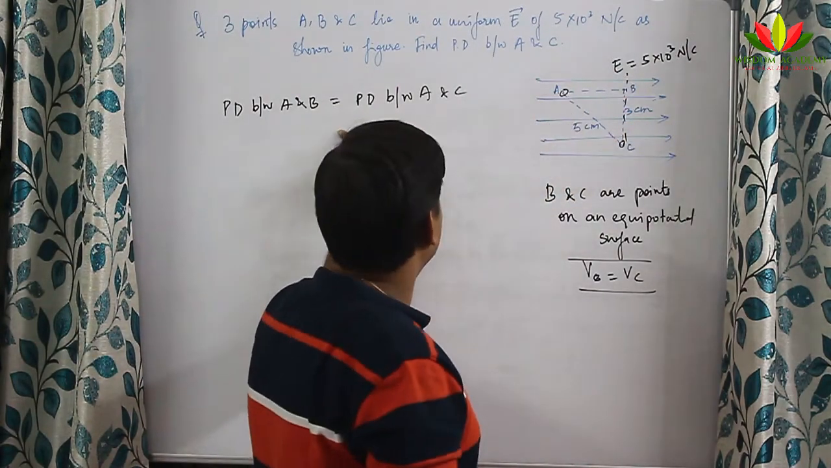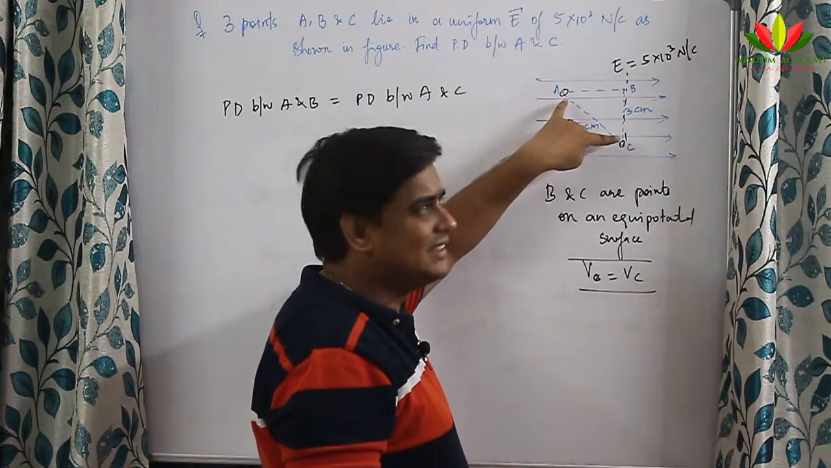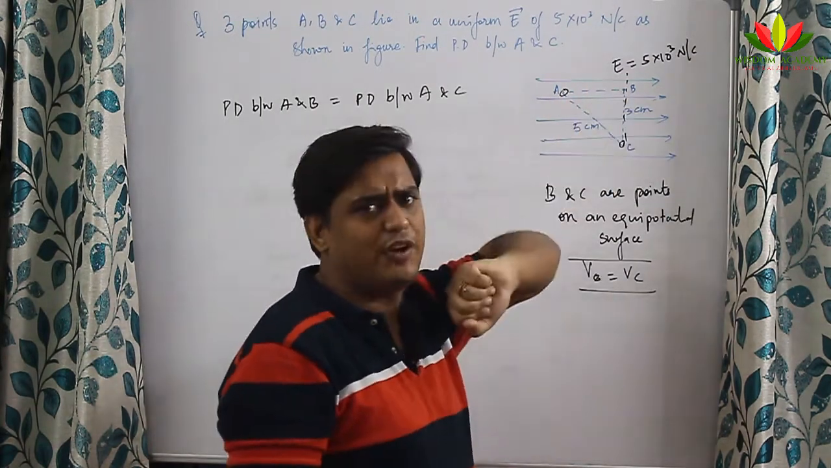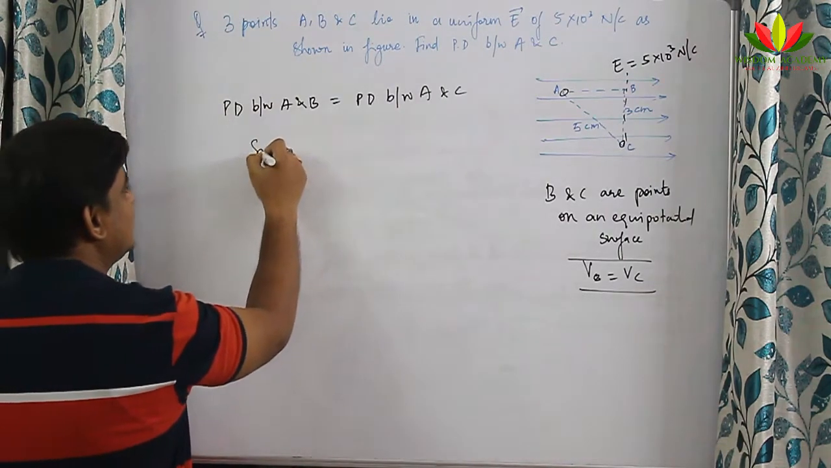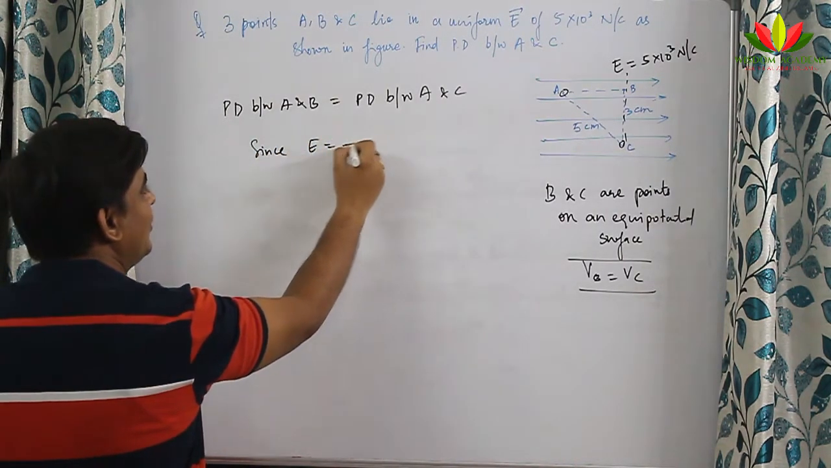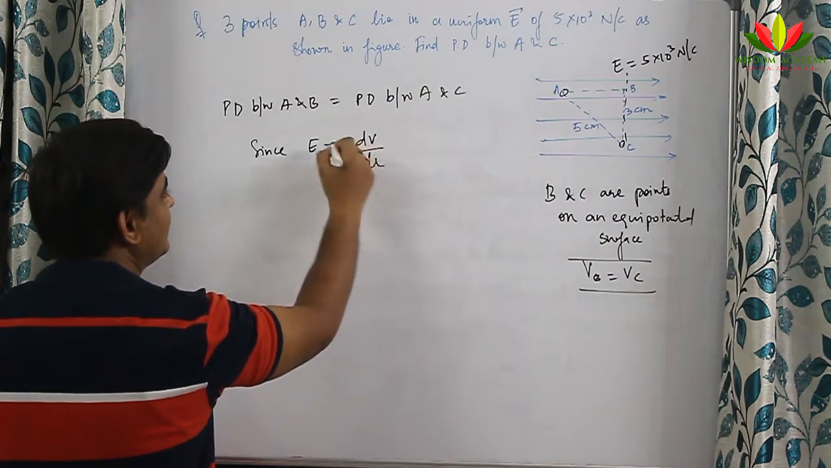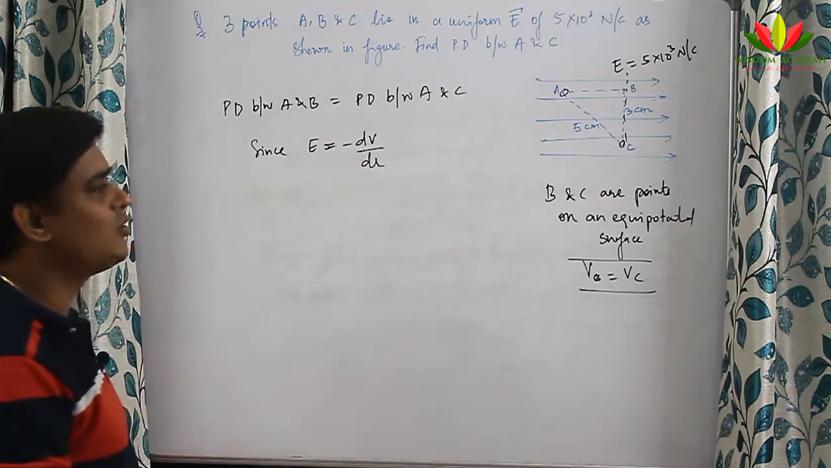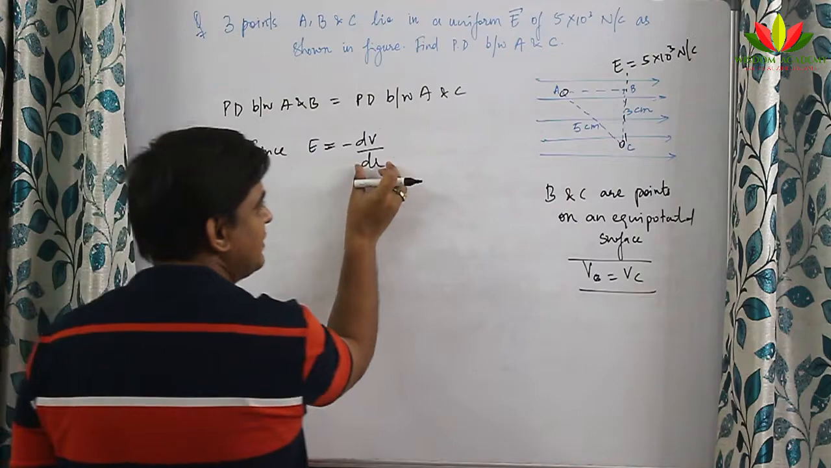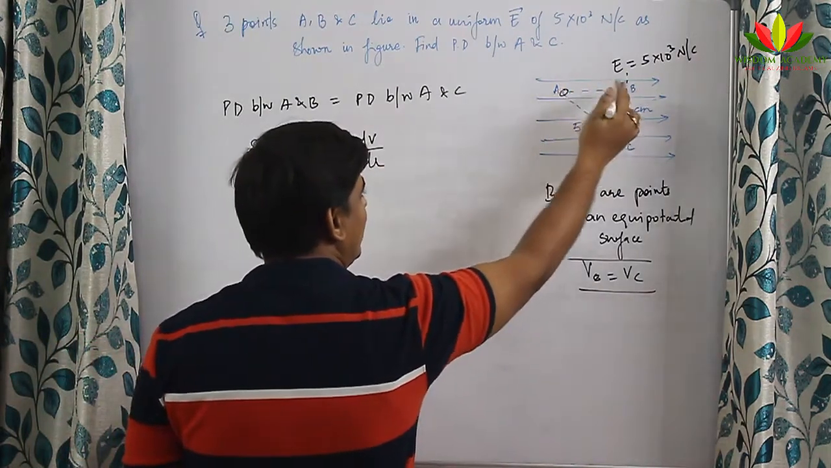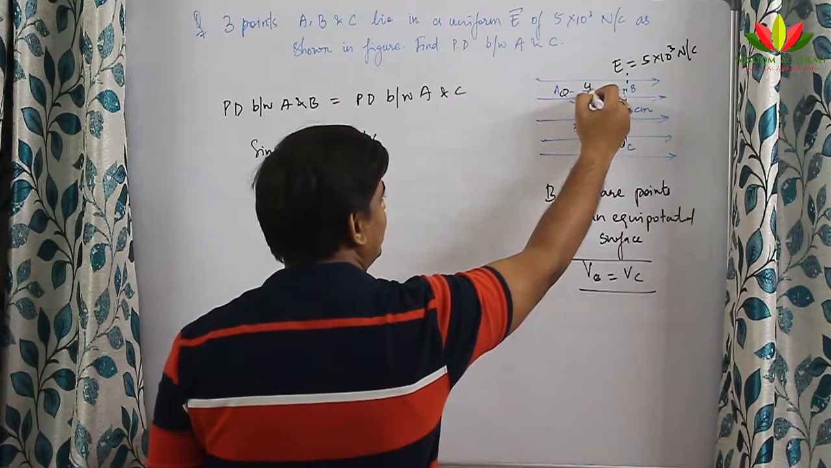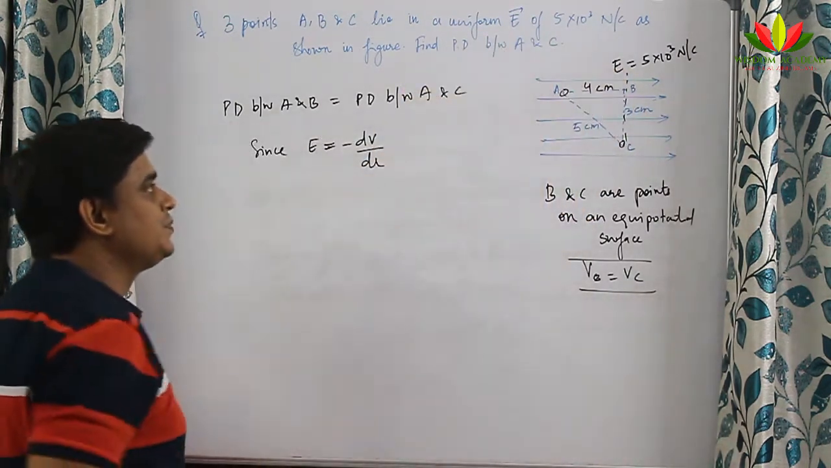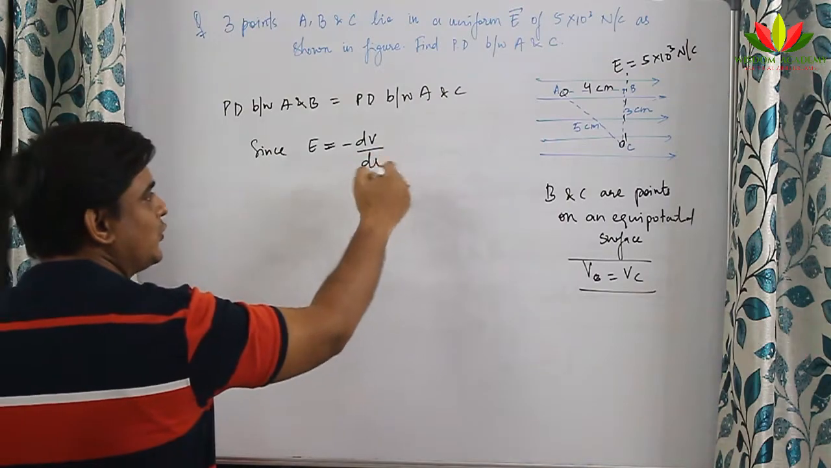Why have I done this? Because for A and C it is difficult to find, but for A and B it is very easy to find. How is it easy to find? We know that E is equal to minus dV by dr, or dx, whatever. So E is equal to minus dV by dr, where dr is the distance between them. So what is this distance? This will be the square root of 25 minus 9, so it will be 4 centimeter, right? So dr is known to us, 4 centimeter.